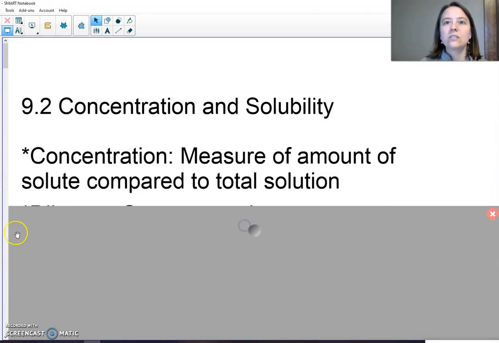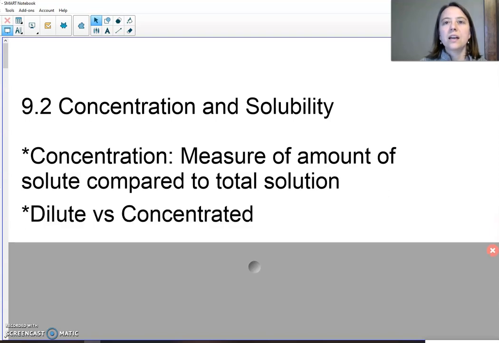So please find your notes and write this down. Concentration is the measure of the amount of solute compared to the total solution. So how much solute is in the solution? A lot of times you will hear this just qualitatively figured out, dilute versus concentrated. So dilute will have just a little bit of solute compared to the total solution, and concentrated will have much more solute compared to the total solution.